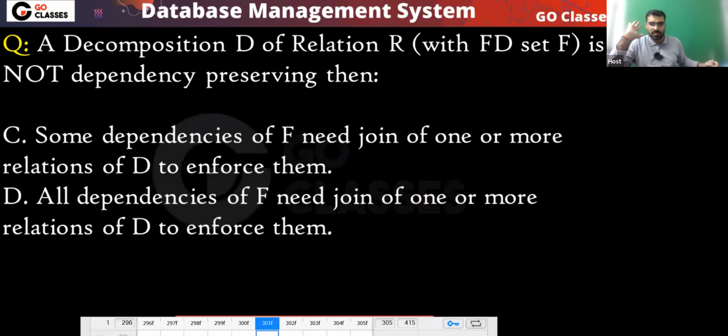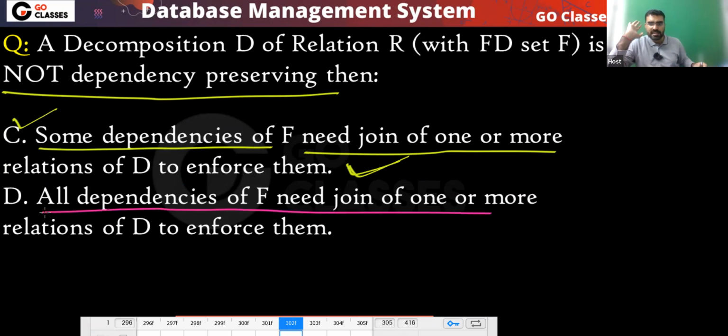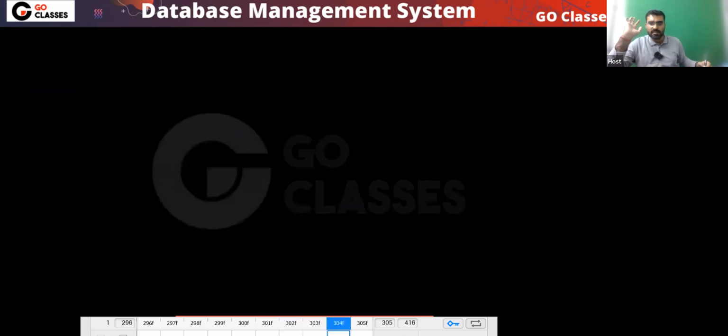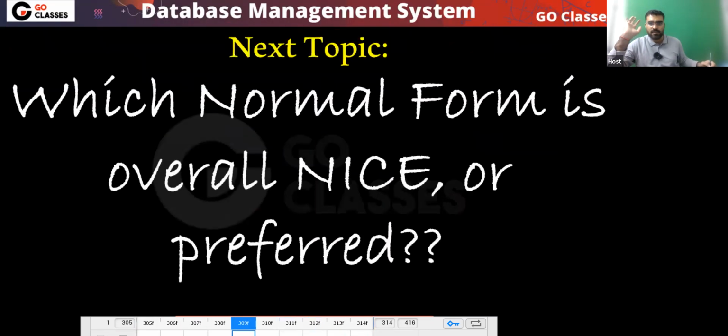What about this question? Tell me the answer now. Not dependency preserving. Some dependencies need a join of one or more relations to enforce them. This is also correct. Option C is also correct. All dependencies need a join of one or more tables? No. So, crystal clear? Tell me, whatever we have seen. So finally, which normal form is preferred? Tell me.